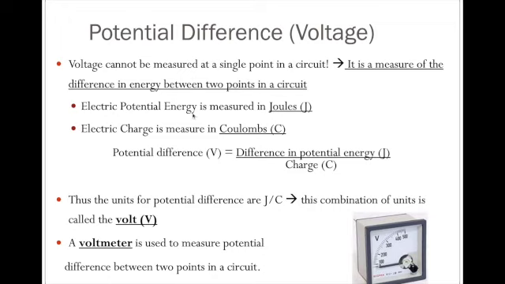So electric potential energy is measured in joules. All right, so that's one thing. Electric charge is measured in coulombs, like we said. And we define the potential difference as combining these two ideas, energy and charge. And that's why we have this new concept called potential difference, right?